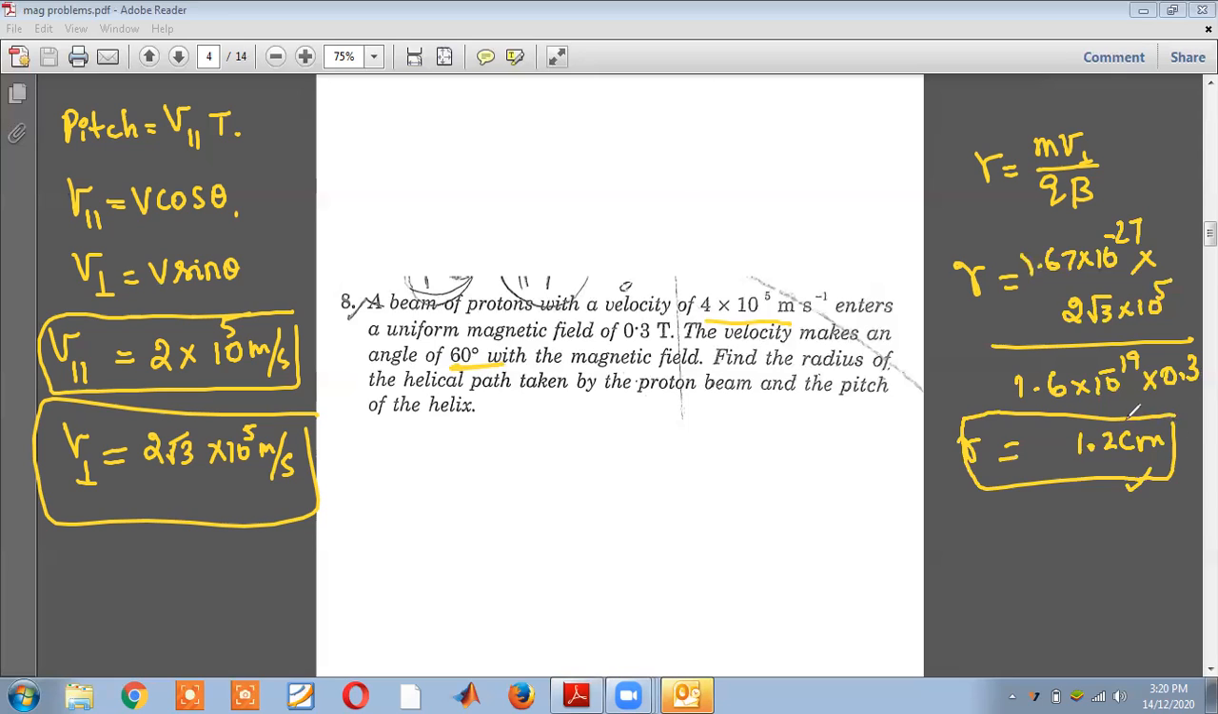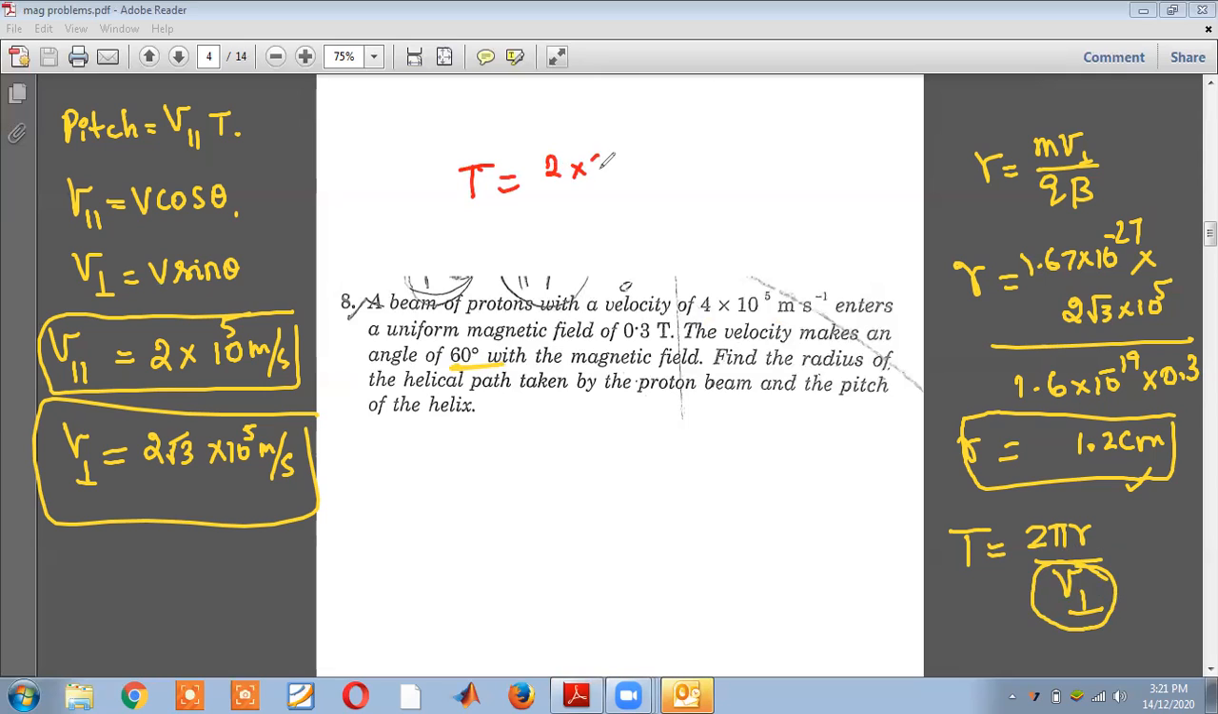Now let us find the pitch. For the pitch we need the time period, which is 2 pi r by V perpendicular, because the time period tells you the complete one revolution. If the particle has to make a revolution or form a complete circle, you have to take the V perpendicular component. So please substitute and you can have the answer.